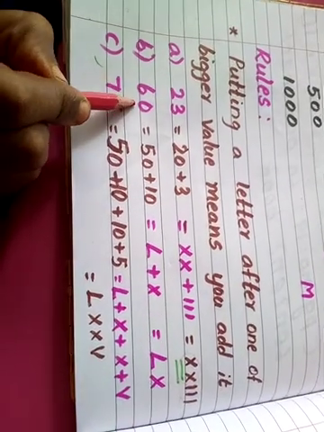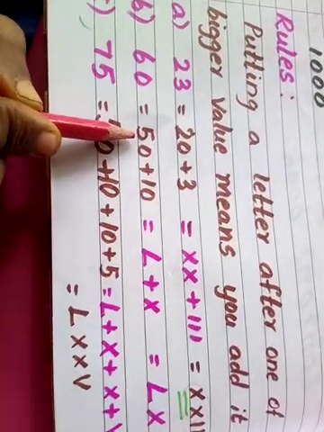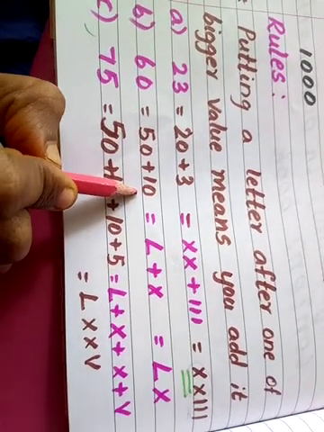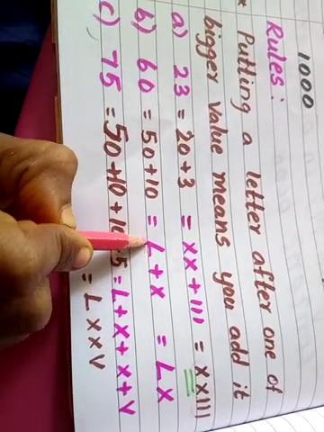One more example, 60. 60, we can write it as 50 plus 10. So 50 is L, right?